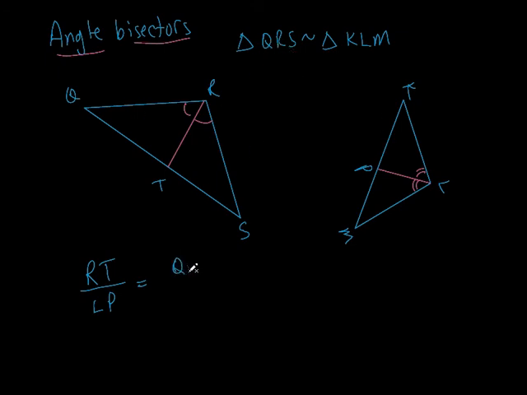So I could go QR to what? To KL. And then what else? Let's do another side. RS. Yeah, let's go RS. And that has to correspond to what over here? LM. And then what's our other one? QS. QS. All right, so QS and KM. Good. Do you see that?